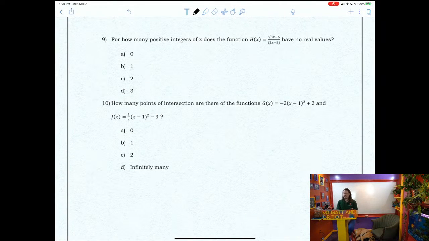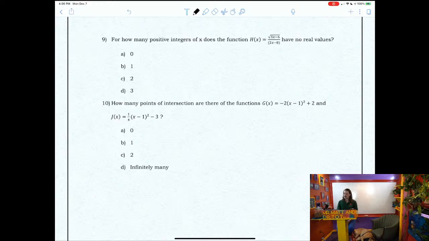Question number 9 asks, for how many positive integers of x does the function h of x, which is equal to, this is a rational function with a numerator of the square root of the quantity 3x minus 6, divided by 2x minus 8, have no real values? So for how many positive integers of x does the function that I described before have no real values?